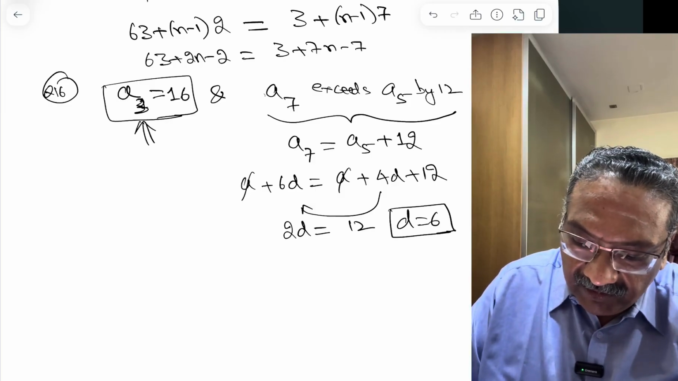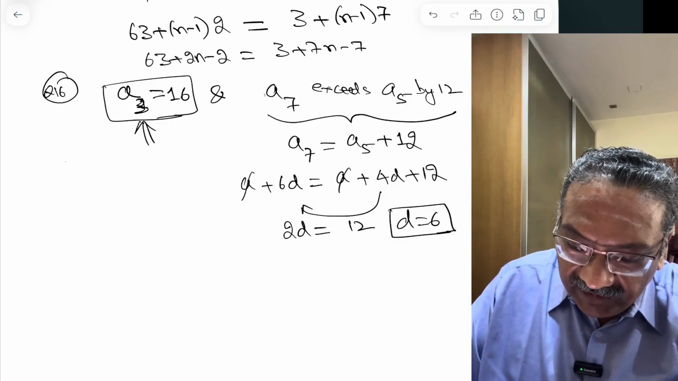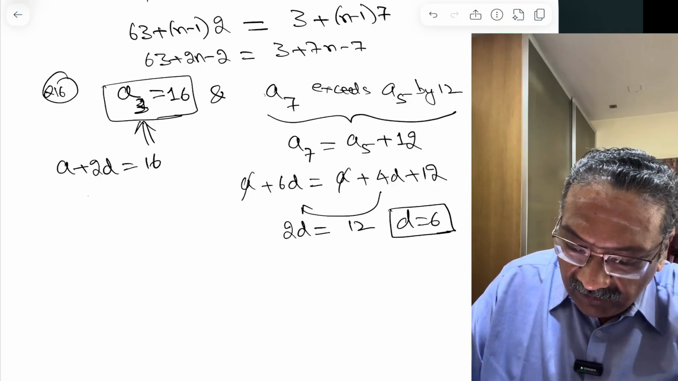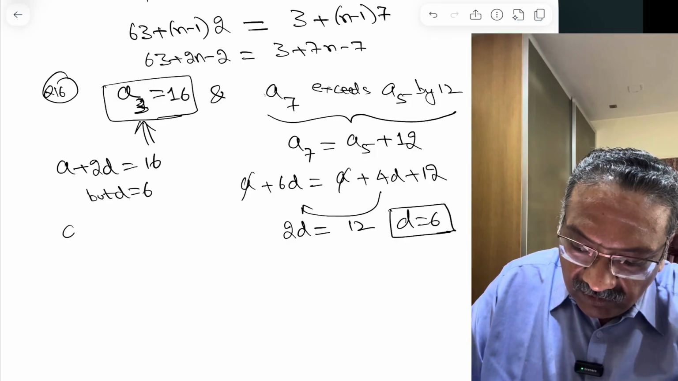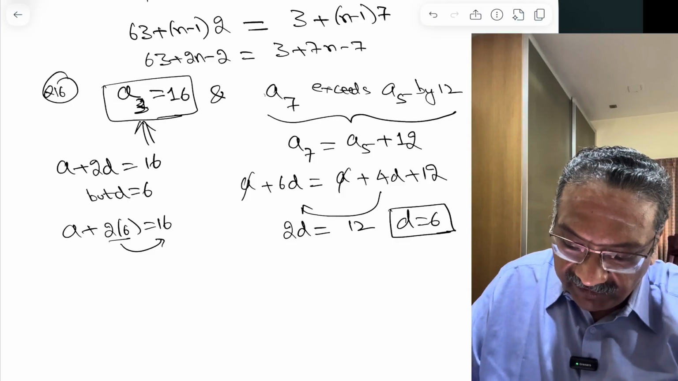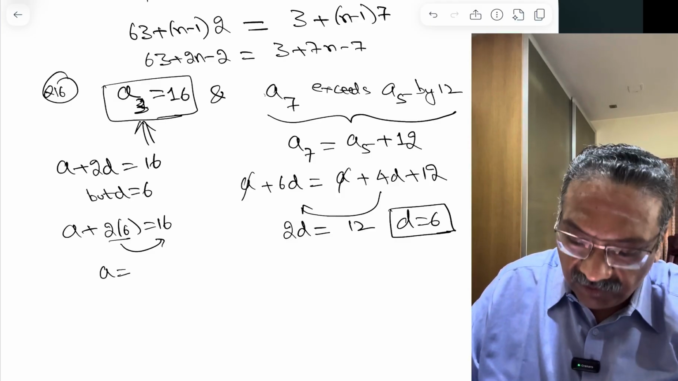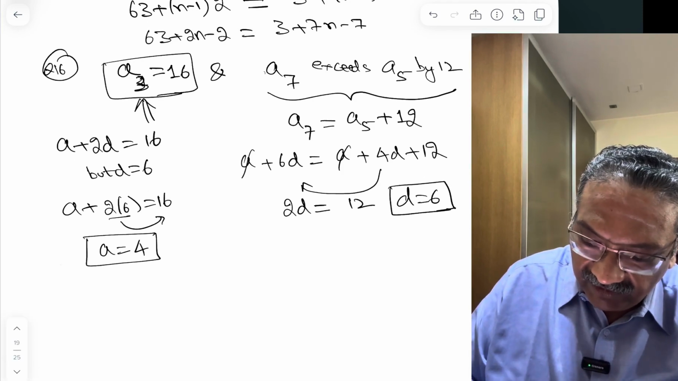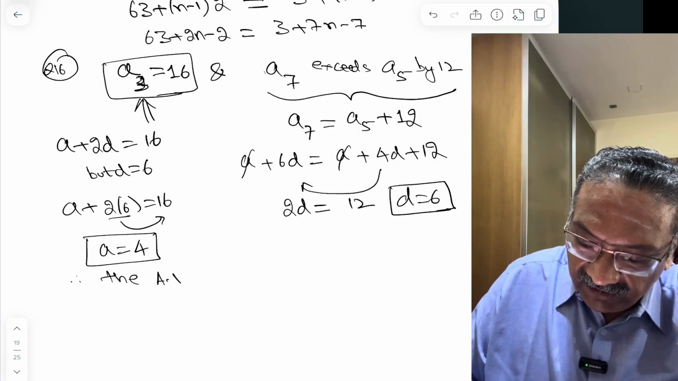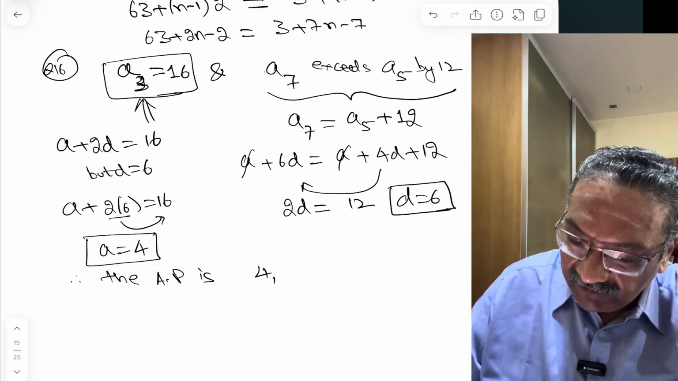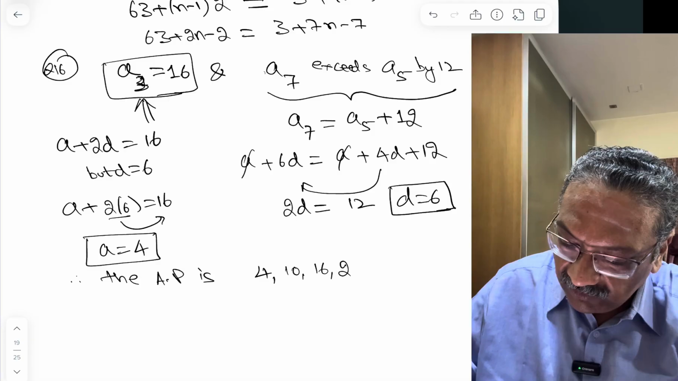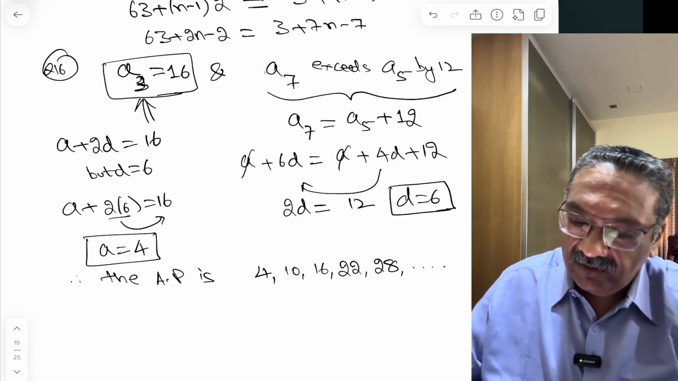Now let us take this. We have A3. A3 means A plus 2D is equal to 16. But we know D is equal to 6. So A plus 2 into 6 is 16. This is 12. 12 if it goes that side becomes minus. So A is equal to 16 minus 12, 16 minus 12 is 4. So we got the first term, we got the difference. Therefore, the arithmetic progression is: first term is 4, 4 plus 6 is 10, 10 plus 6 is 16, 16 plus 6 is 22, 28 and so on.